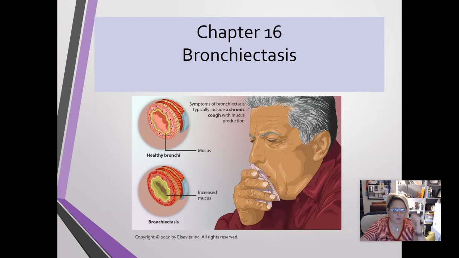Okay, so now we're going to chapter 6, bronchiectasis. As you can see here, I have a guy who's coughing a lot of secretions. His symptoms of bronchiectasis typically include a chronic cough with mucus production. He'll have a lot of increased mucus production. Here's a healthy bronchi, here's an increased mucus.